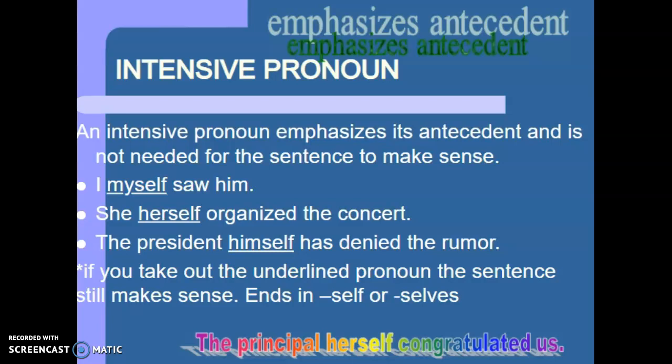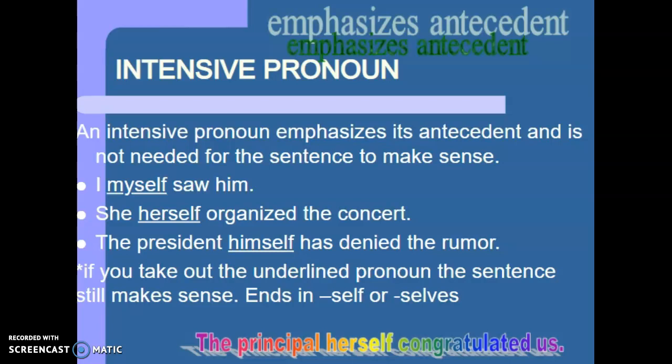Intensive pronouns. An intensive pronoun emphasizes the antecedent. Remember, that's the noun, the person, place, or thing, and it is not needed for the sentence to make sense. I, myself, saw him. She, herself, organized the concert. The president himself has denied the rumor.